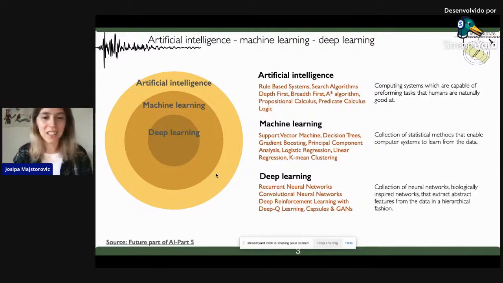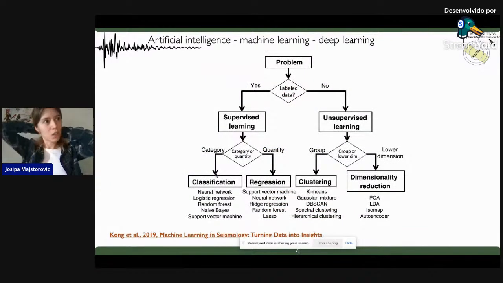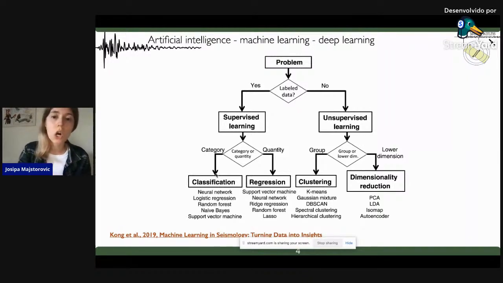And then if we go even further into these machine learning methods, there is a subset of methods called deep learning, which are a collection of neural networks or biologically inspired networks that extract abstract features from the data in some hierarchical fashion. And for example, some of these methods are recurrent neural networks, convolutional neural networks. In my talk, I will mostly base on these machine learning methods and deep learning, since I've been working with them mostly. And so I would like to talk further a little bit about machine learning. It's quite important to know that when we have a problem in machine learning, it can be solved either in a supervised or unsupervised manner based on what kind of data you have.